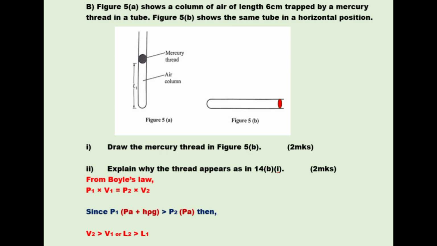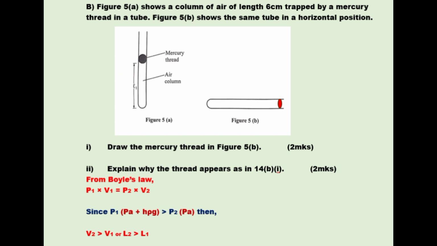So we know from Boyle's law, P1 V1 equals P2 V2. Pressure 1 volume 1 is equal to pressure 2 volume 2. But pressure 1 is bigger than pressure 2. Remember, pressure 1 is the pressure of the trapped air. In 5a, the trapped air has a pressure of H rho g plus atmospheric. We have atmospheric from the upper end and the H rho g because of the weight of the mercury thread acting downwards, compressing the air. That means we have H rho g plus atmospheric.